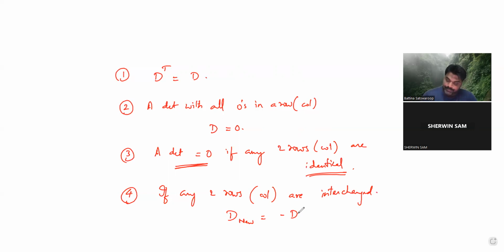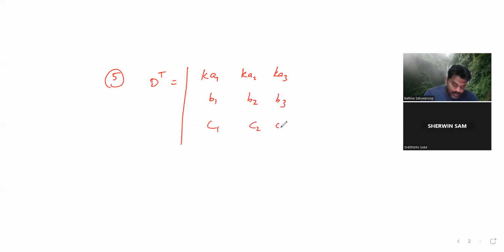Then next, the determinant transpose, that is D dash. Let us say it is KA1, KA2, KA3, B1, B2, B3, C1, C2, C3. If you observe this type of determinant, it will be equal to K times the determinant value. And I will give you some standard results, sir.